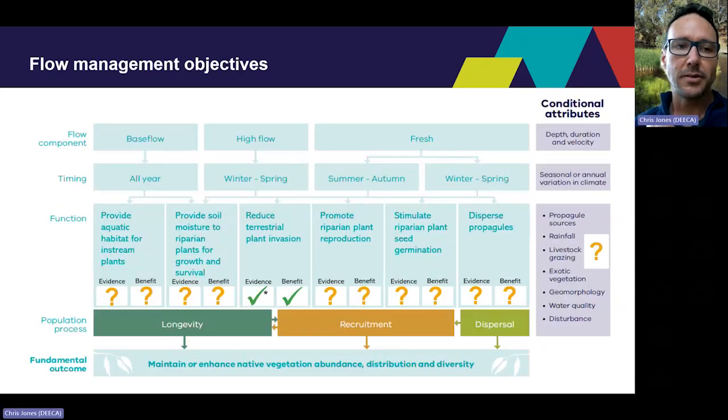So we're coming back to our flow management objectives. We've got several bits of uncertainty that we're trying to resolve. And so how do we go about it? I'll go through each one of these function boxes individually to describe essentially what we found.